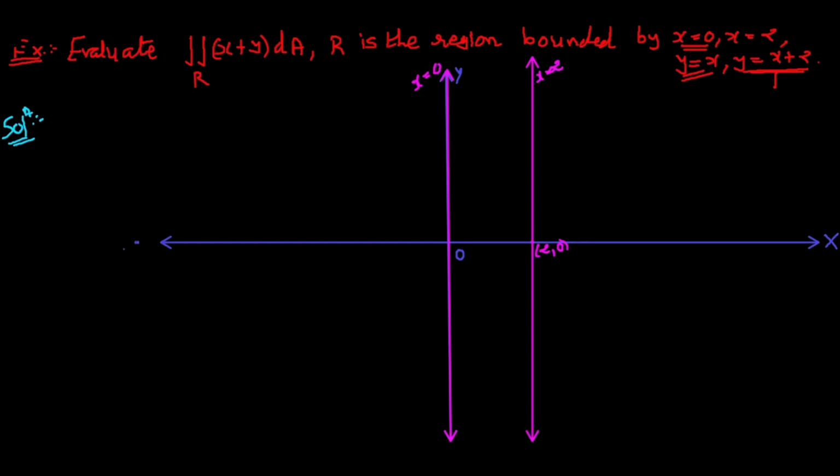Then the third line is the line y equal to x. What is the line y equal to x? It is passing through the origin. So this is the line passing through the origin and the point 1, 1. So this is the line y is equal to x, and these are the intersection points. This is the intersection point when x is equal to 2, y is equal to 2. This is the origin, the point 0, 0.